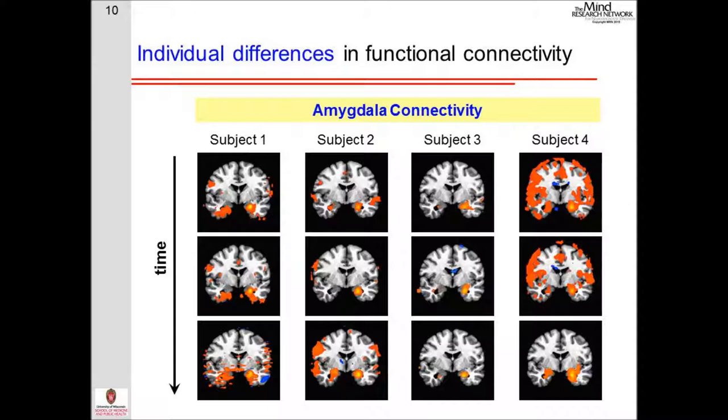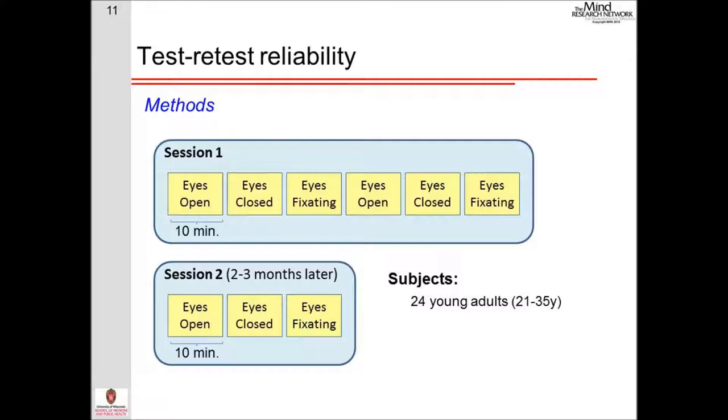In order to look at this, we designed a study. In the first session, we had eyes open, eyes closed, and fixating, because one of our questions was, is there a difference between eyes open, closed, and fixating in terms of not just the connectivity maps you get, but also the reliability of the connectivity maps? And then we brought them back three months later and did this again. We counterbalanced the order across individuals, but we kept the order of, say, open, closed, fixate the same for the first part, the second part, the third part, so you can always compare that a bit easier.